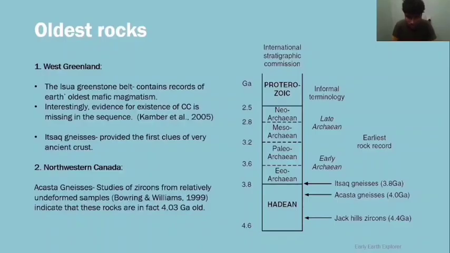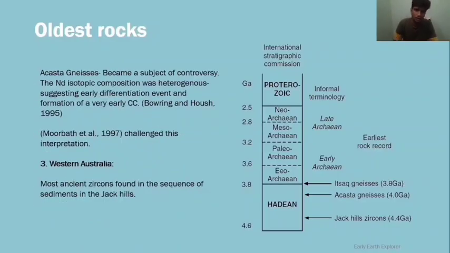Now coming to northwestern Canada, which is the second region where these old rocks are found, we have the Acasta gneisses. The studies of zircons from these samples indicate that it is at least 4 gigaannum old. We are dealing with really old rocks here. The Acasta gneisses became a subject of controversy. That is because the isotopic studies conducted on these rocks indicated that the epsilon neodymium values were largely variable. The study conducted by Bowring and Housh suggested that it is indicative of an early Earth differentiation event and a formation of a very early continental crust.